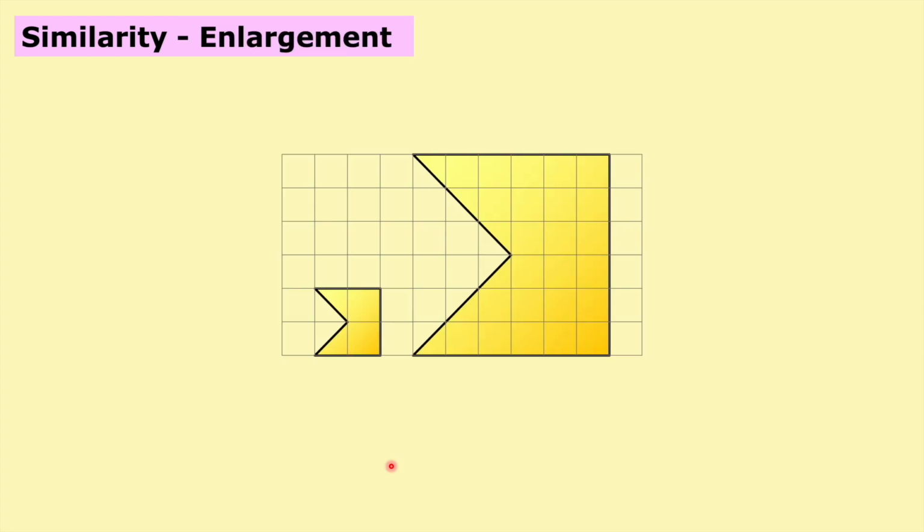So let's look at a little example of an enlargement. No need to copy this down just now, we're just discussing everything to do with similarity. So we had this smaller shape, and you can clearly see that it's been enlarged, so it's been blown up to be this bigger shape. And we know that these are going to be similar if all their angles are the same. So this angle here and here is the same, and those ones are the same, and obviously these right angles are also the same. So all angles are the same, and the corresponding sides are in the same ratio.